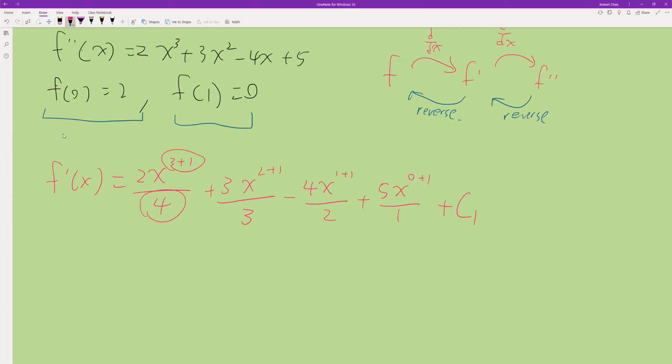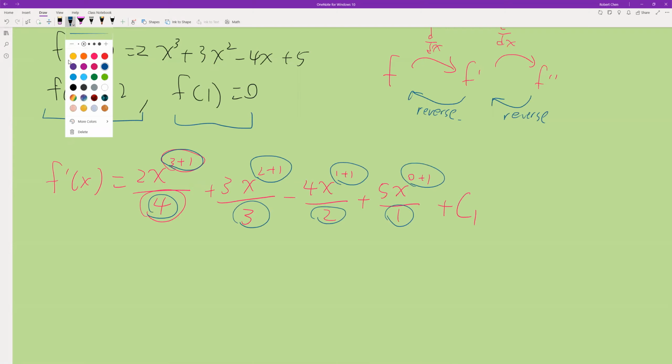So I'm going to call this the first constant that we have in the first step, which is c1. All right, let's clean this up a little bit. And again, you can check that the new power and the denominator matches, right? 2 plus 1 is 3, 1 plus 1 is 2, 0 plus 1 is 1. So my f prime, after cleaning up, I have the 2's are going to divide with the 4, simplify. The 3 simplifies, the 4 and the 2 will give you a 2 and 5 over 1.